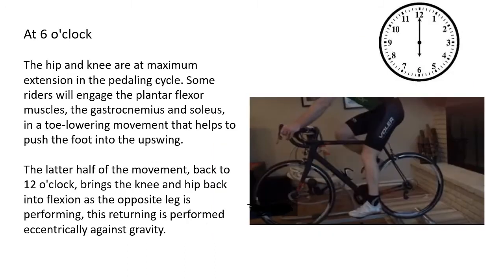At 6 o'clock, the hip and knee are at maximum extension in the pedaling cycle. Some riders will engage the plantar flexor muscles, the gastrocnemius and soleus, in a toe-lowering movement that helps to push the foot into upswing. The latter half of the movement, back to 12 o'clock, will return the knee and hip into flexion as the opposite leg is performing. This returning is performed eccentrically against gravity.